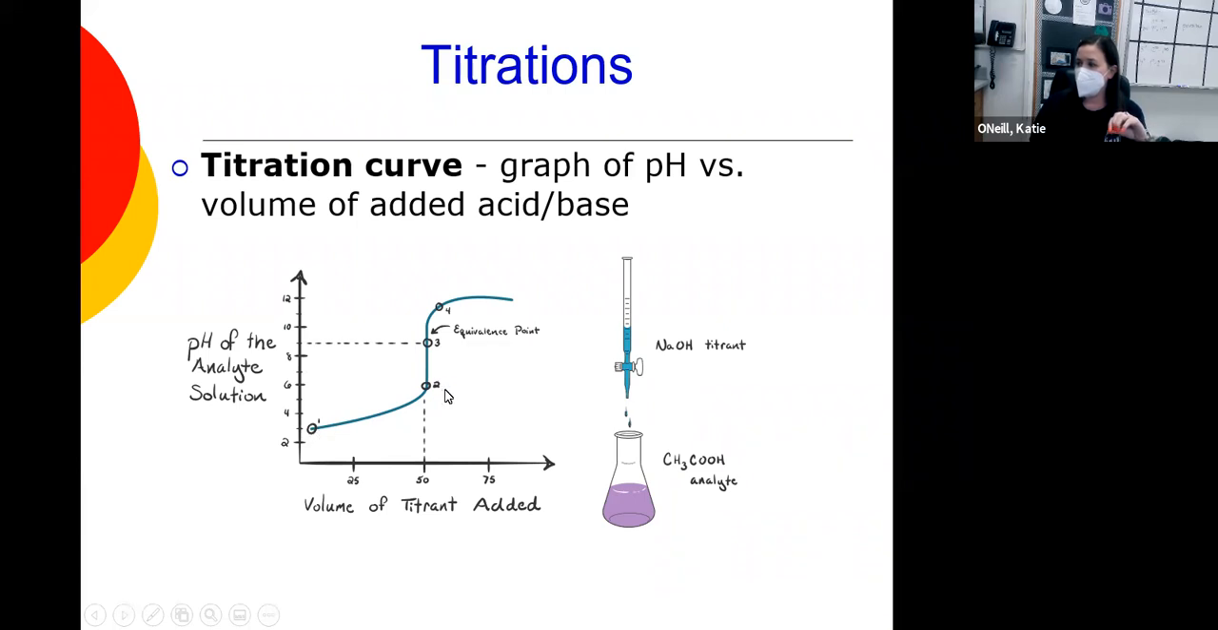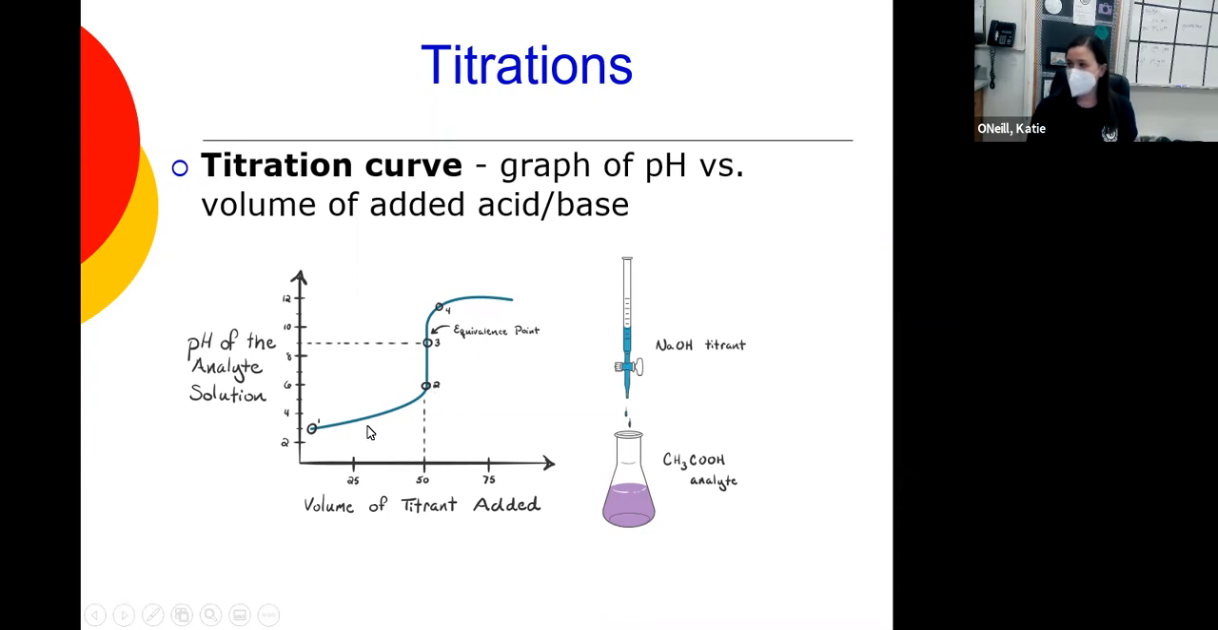So there are 4 main points, and we're going to need to do independent calculation depending on which of these points we're at. The calculations are very different for each step. It's important to understand not only the calculations we're going to walk through, but also theoretically what exists in the flask at each of these points. The first point is the starting point. At this point, 0 base has been dropped into the flask. So at that point, you have only the analyte or this acetic acid.